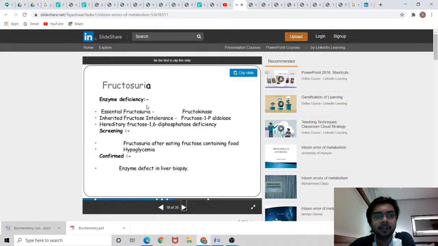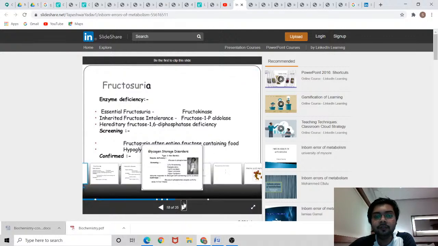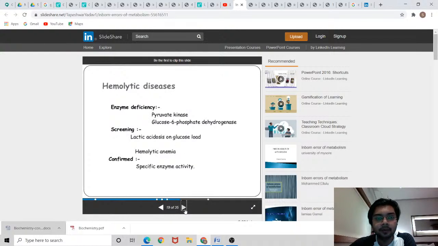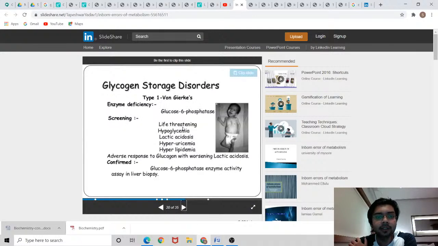Now, in a similar way, there was fructosuria, which was due to inherited deficiency of enzymes. So hereditary fructose 1,6-diphosphatase is deficient. Symptoms usually occur after eating fructose-containing food because it is not able to be metabolized. And how are you going to confirm it? By a liver biopsy. In some hemolytic diseases there will be pyruvate kinase deficiency and G6PD deficiency. You all know that it causes hemolytic disease.